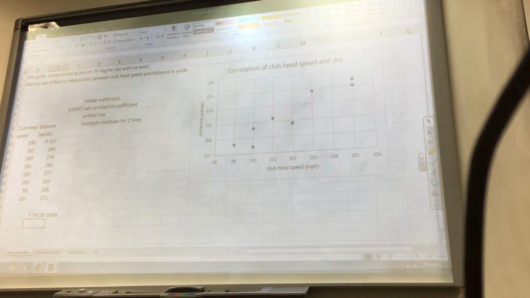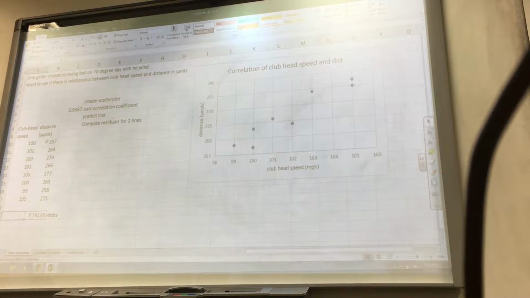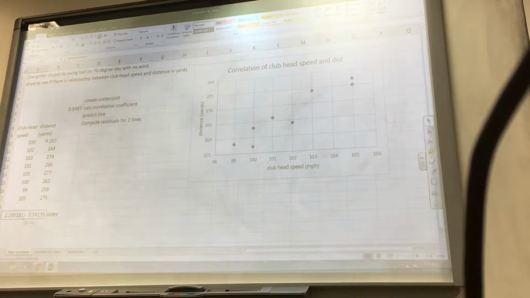So the standard deviation on the yards is 7.74 yards, and on your club head speed is 2.295 miles per hour. Okay. And so now to find the slope, Jared, do you want to take it away? How do I find the slope? Divide the standard deviation of yards by the standard deviation of.